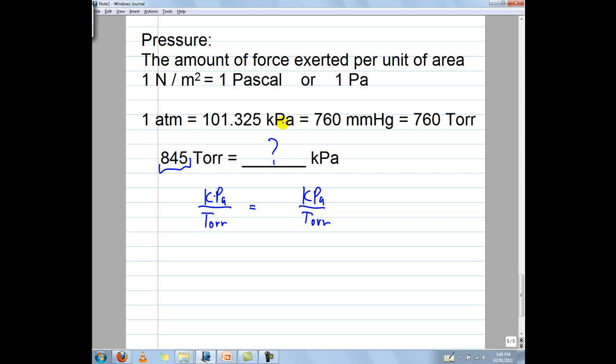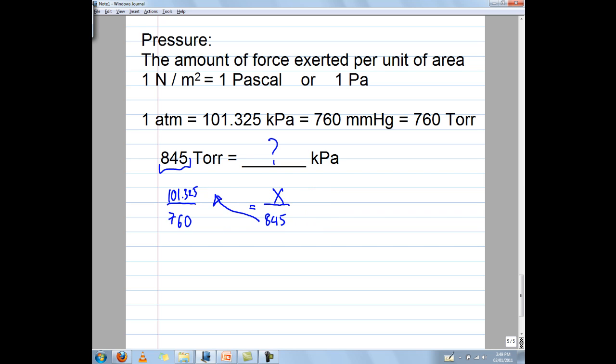And from up here, I know that 101.325 kilopascals is the same as saying 760 torricellis. So I just fill it in over here, 101.325 to 760. On the other side, I'm trying to find out how many kilopascals 845 torricellis would be equivalent to. So at this point, I like to erase this part over here, the rough, and solve for the unknown.